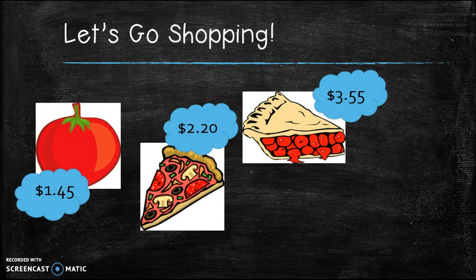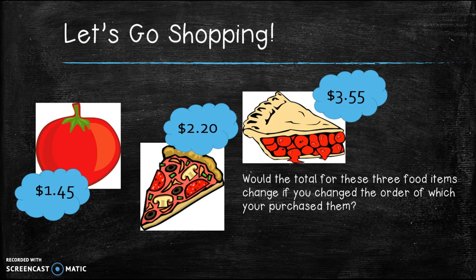So let's go shopping. Here we're buying 3 things for lunch. We're buying a tomato for $1.45, a slice of pizza for $2.20, and of course, a slice of cherry pie for dessert. That's $3.55. Would the total for these 3 food items change if you changed the order of which you purchased them? In other words, if you put the tomato, then the pizza, then the pie on the conveyor belt, would it be a different price if you put the pie first, then the pizza, then the tomato?